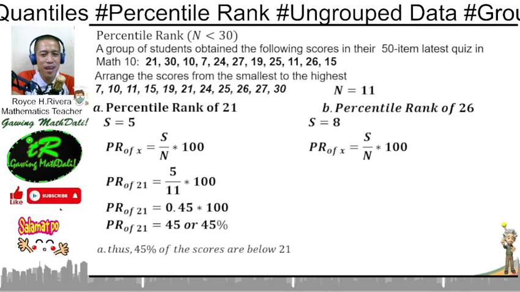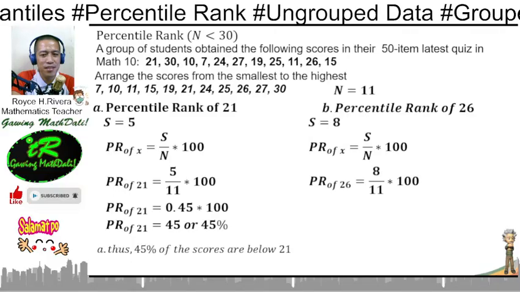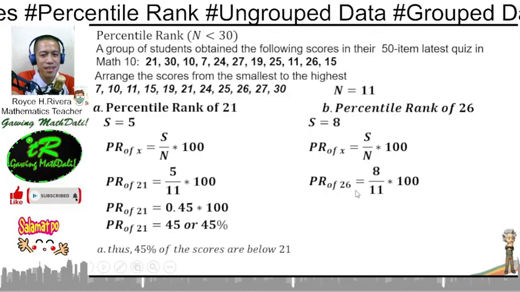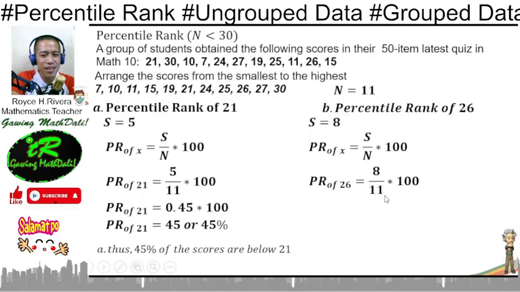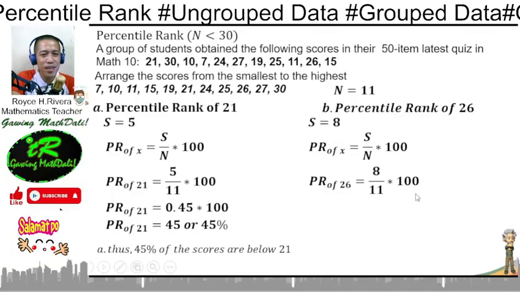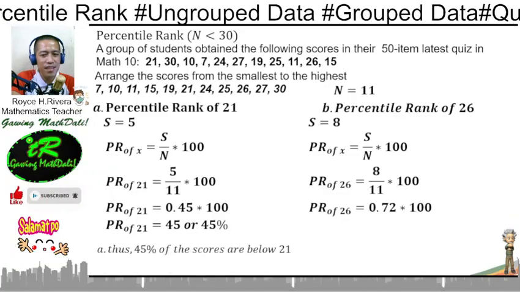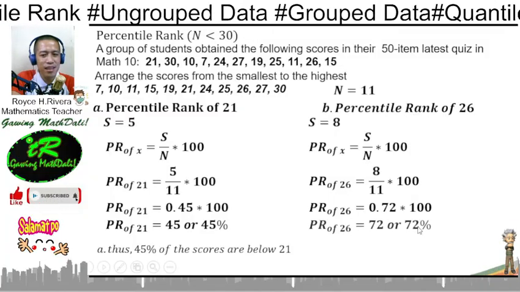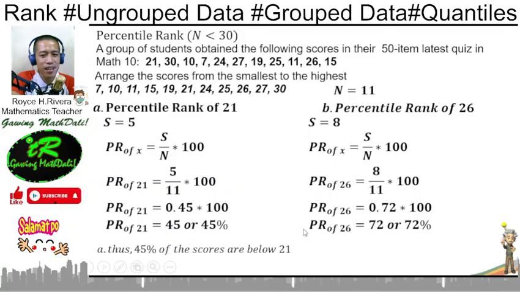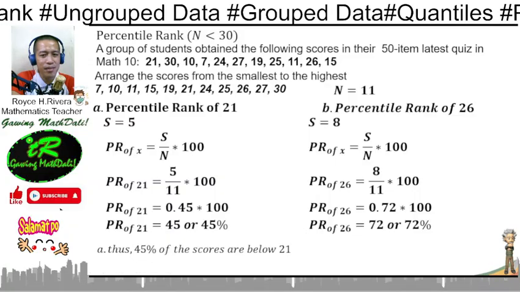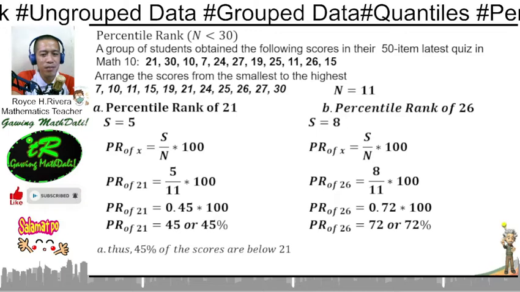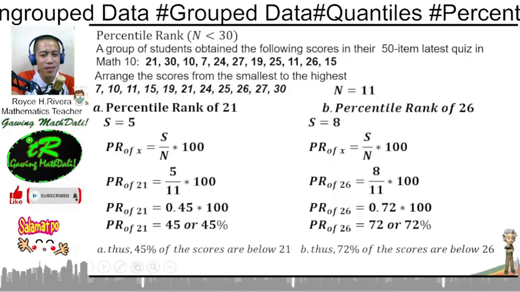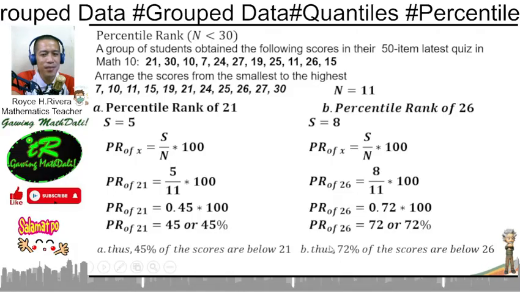Again, here is the formula. And by substitution, we have percentile rank of 26 is equal to 8 over 11 times 100. 8 over 11 is 0.72 times 100. We have percentile rank of 26 equals 72 or 72%. It means that 72% of the scores are below the score 26.